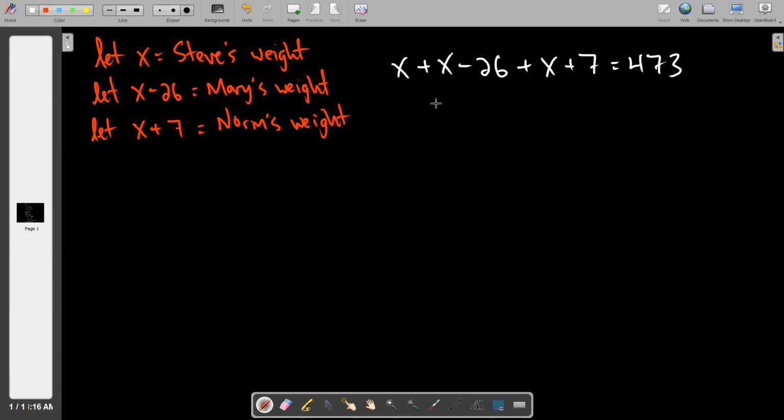So I'm going to combine my x's to make 3 x's, and then I'm going to do negative 26 plus 7, which is negative 19, equals 473. Still good? And then I'm going to add 19 to both sides. Did I subtract 19? I put 429? Holy smokes. How rather dyslexic of me. Perhaps I have a little bit of undiagnosed dyslexia. It should total 492.